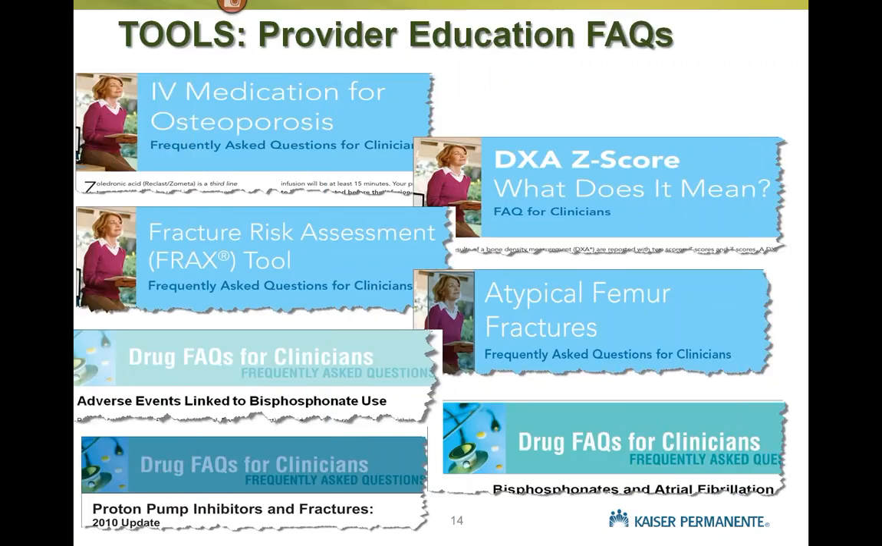We provide what we call our FAQ sheets, and these are answers to frequently asked questions about individual topics, usually whatever is a current popular topic, say atypical femur fractures as an example, or ONJ, osteonecrosis of the jaw. At one point, we created a clinician FAQ for DEXA Z scores when we realized that many of our primary care providers were not familiar with the specifics of the Z score on the DEXA scan report. We had many questions about what the Z score was. So we created an FAQ for our primary care providers.